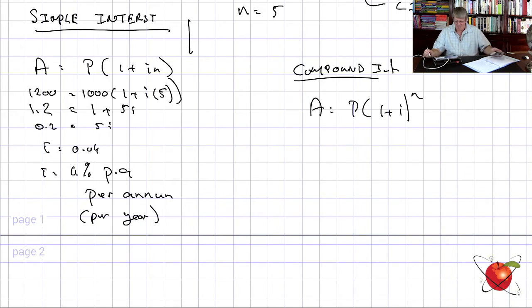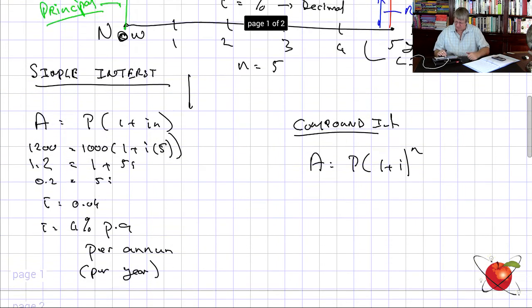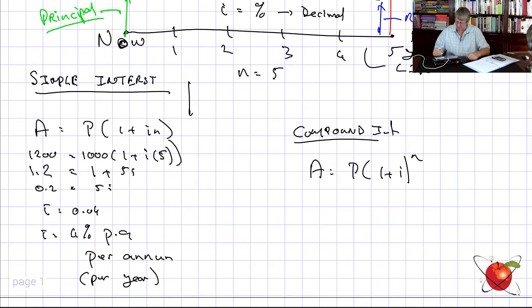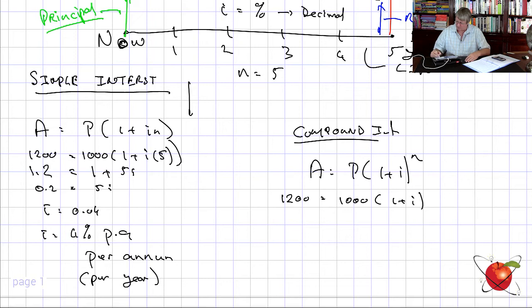All right? Let's do the same calculation just for the heck of it with compound interest. Well, it's the same, isn't it? 1,200 is equal to 1,000 times (1 plus i) to the power of 5, right? Now I need to find i again. So I do the same. 1.2 equals (1 plus i) to the power of 5.